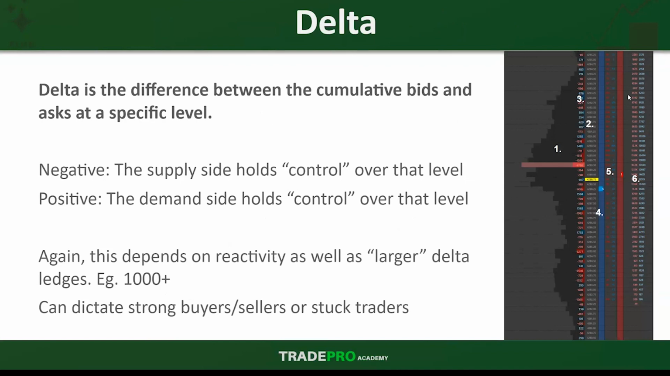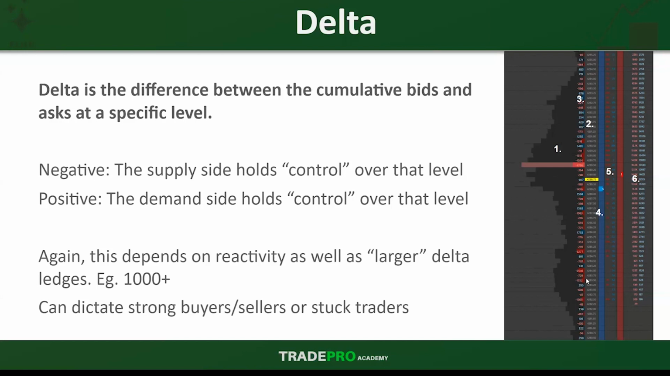Delta is the difference between the cumulative bid and the ask at a specific level. You can have very big positive or very big negative deltas. You can see here on this ladder, we have a very large negative delta, and we have a few of them stacked up in this position, right? We have large negative deltas, a very, very thick negative delta, and you can see prices below some of them, right? And above some of them.